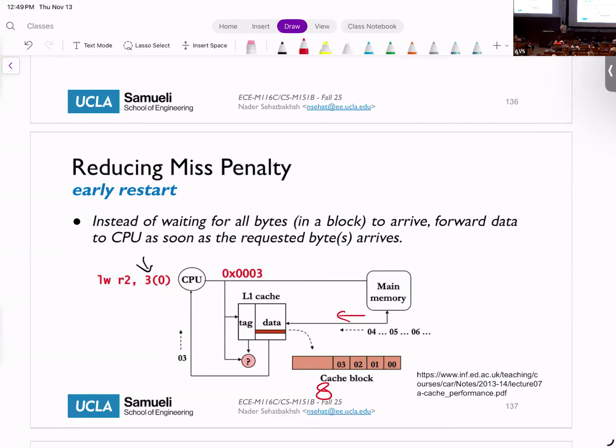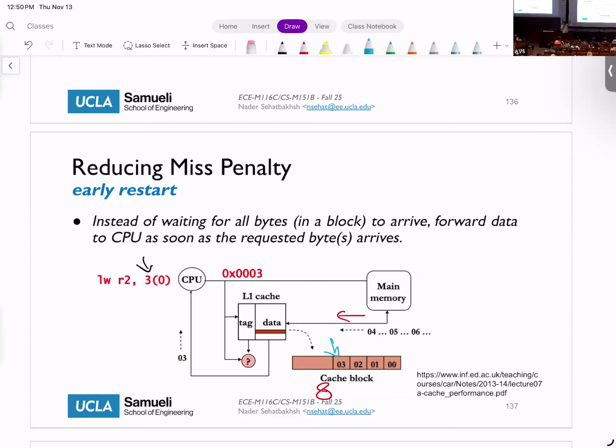This means that regardless of which part of the block, I always have to wait for all the 8 bytes to come. Early restart means that the moment the block that you need, for example in this case 03, comes, forward that block to the cache and forward that block to the CPU so that the CPU can start working, because the CPU doesn't care about the rest of the block.